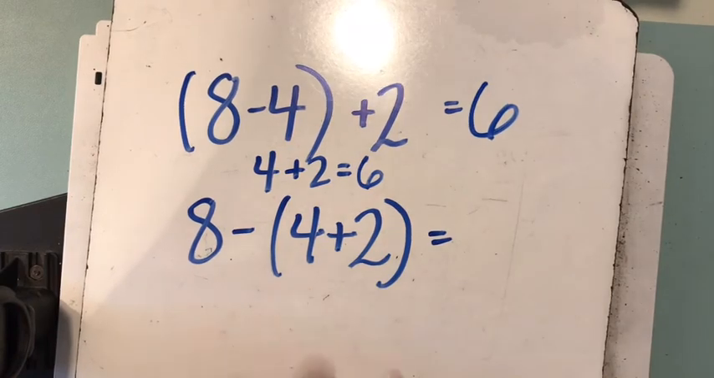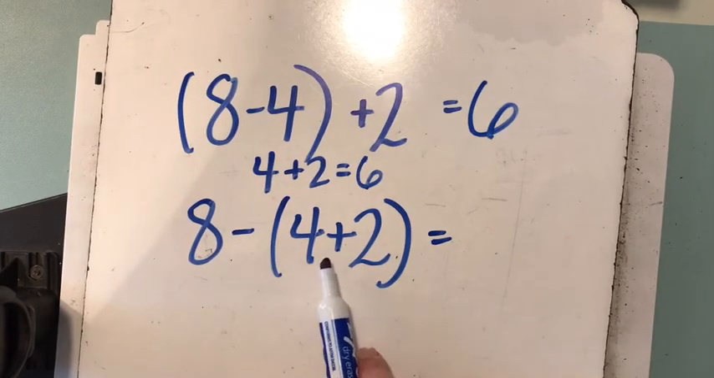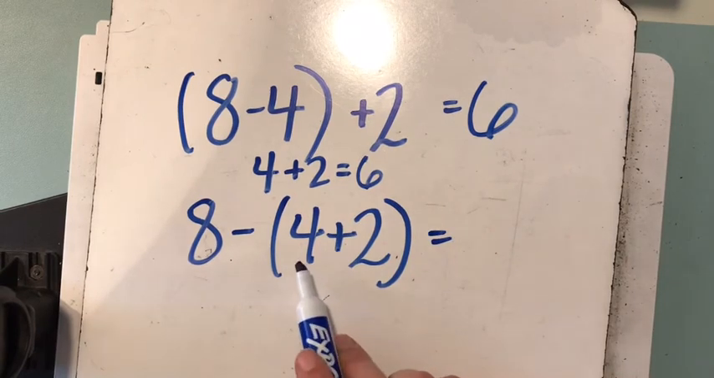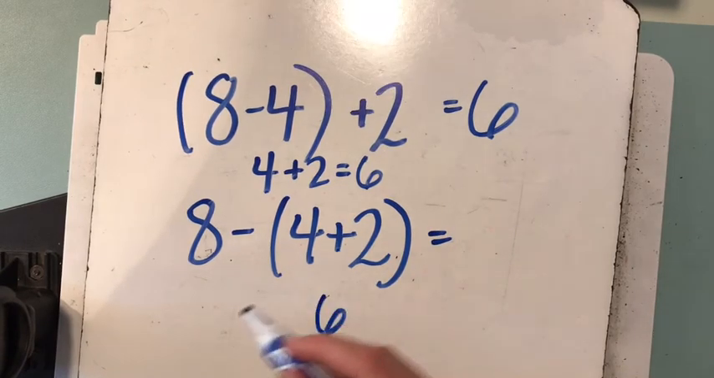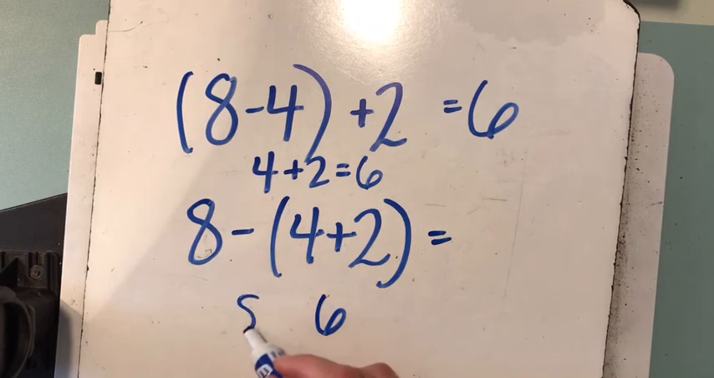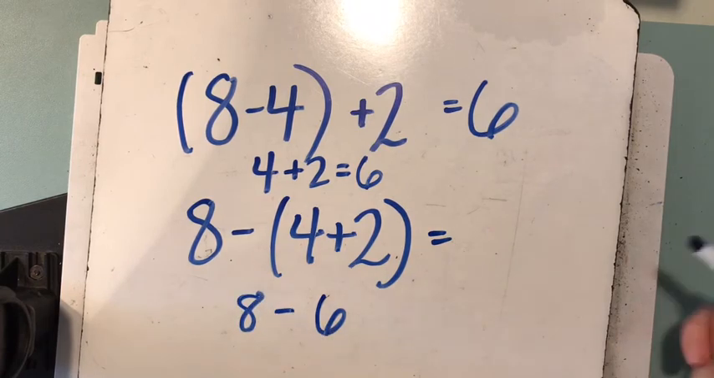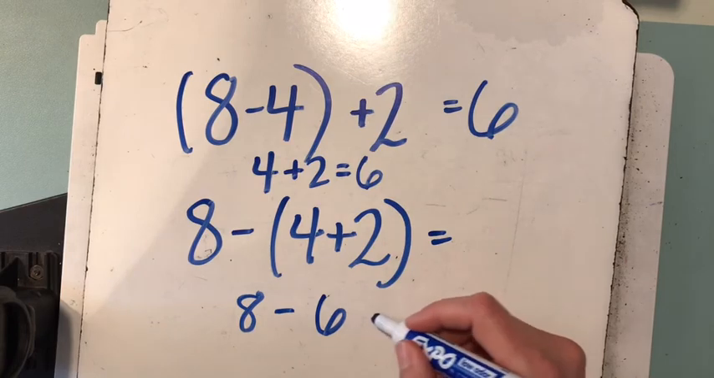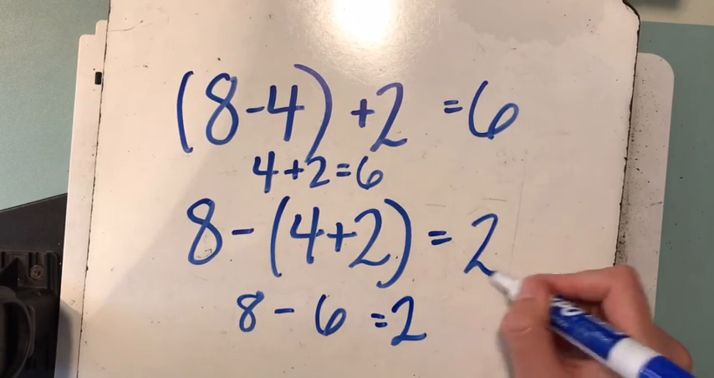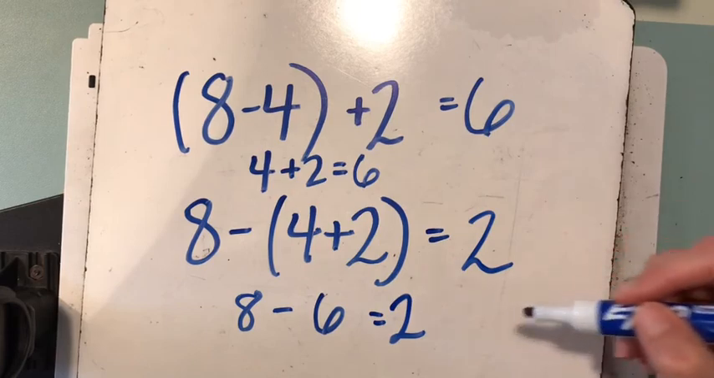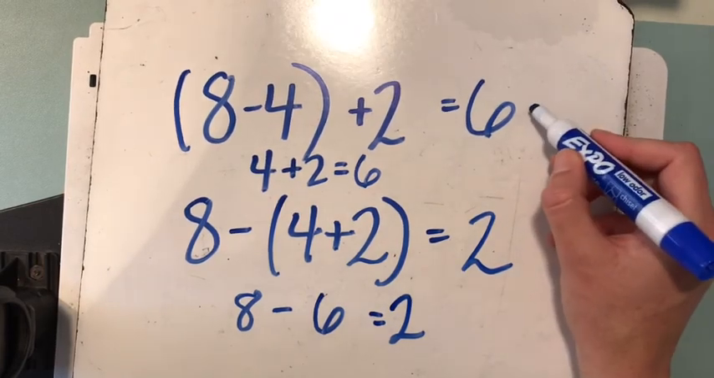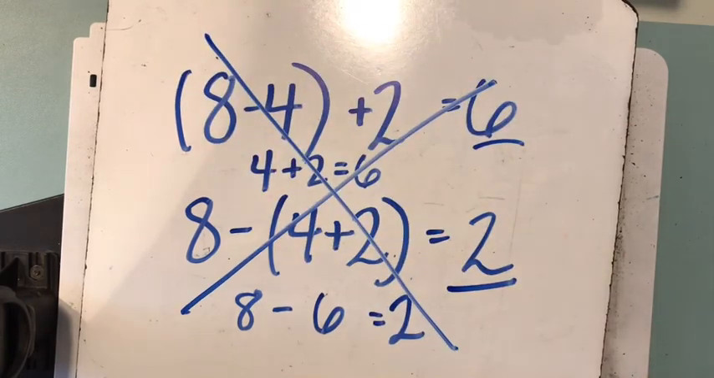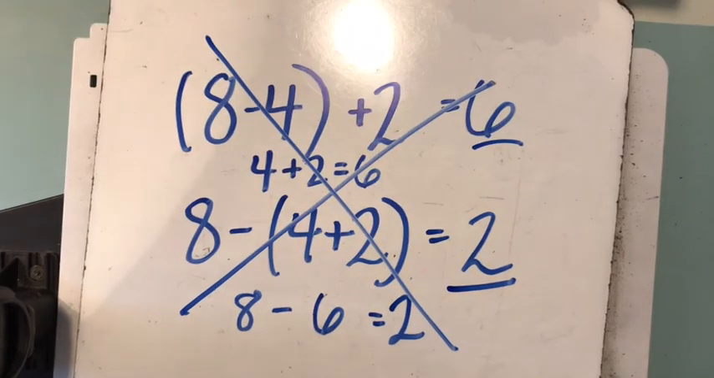Now let's do this one down here. 4 plus 2, because we're going to do the equation in the parentheses first. 4 plus 2 is 6. Then I have to bring down this 8, so you should have brought down this 8, and you should have done 8 take away 6. What does 8 take away 6 equal? It's 2. So the sums are not the same. The total here is not the same. So this does not work. It is not the associative property.